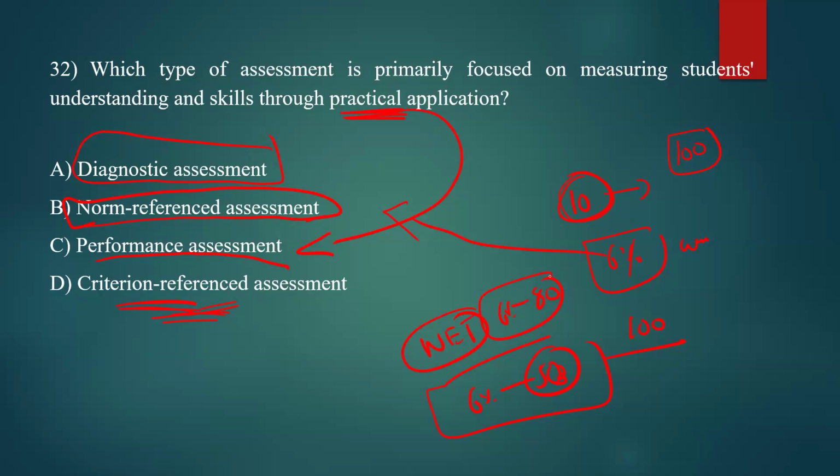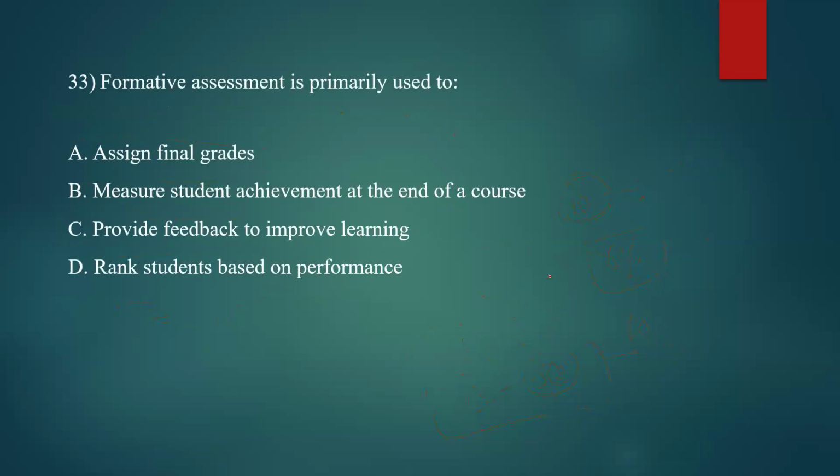Okay. So when the exam is more tough, it will depend on them only. So I think you got the difference between norm reference and criterion reference now. Right? Yes, sir. Okay. Next one. 33. That's an easy one.